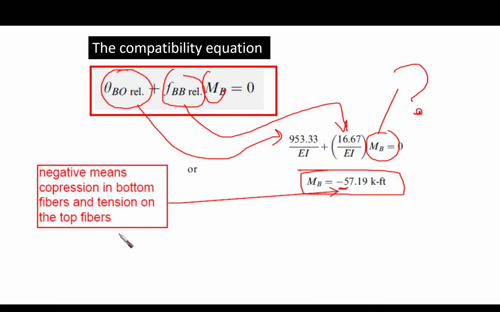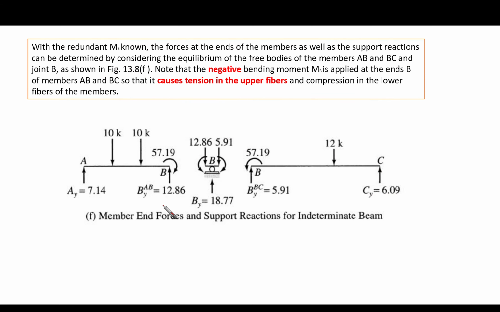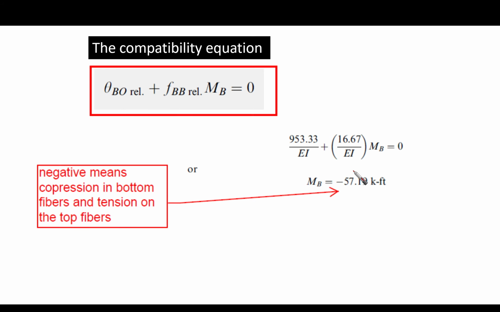Okay. Now, let's go to the final step, which is how to draw the bending moment, or how to get the shear of the reactions of other supports in our indeterminate beam. First of all, here this is minus 57, and we said that it means compression in bottom and tension on the top fibers. So let's go here.